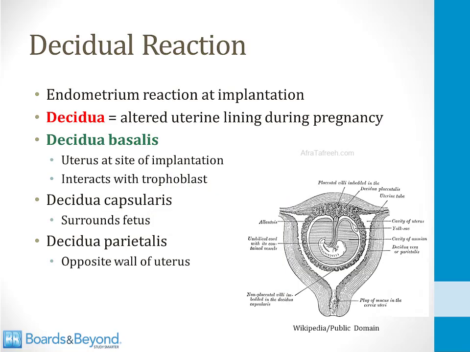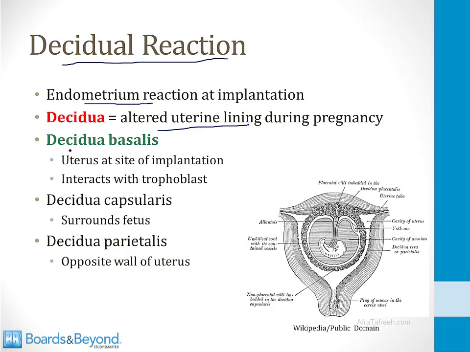When an embryo implants in the wall of the uterus, the lining undergoes what's known as the decidual reaction. This is the reaction or change in the endometrium at the site of implantation. Decidua is the term used to describe the altered uterine lining during pregnancy, and there are a couple of subtypes of decidua that you can find in the womb during the time of pregnancy.